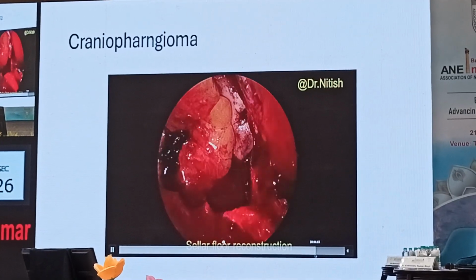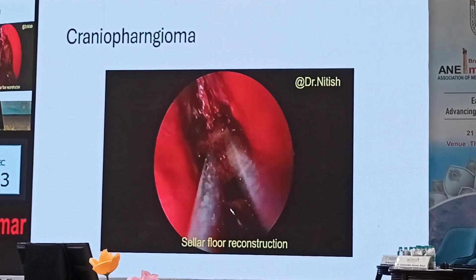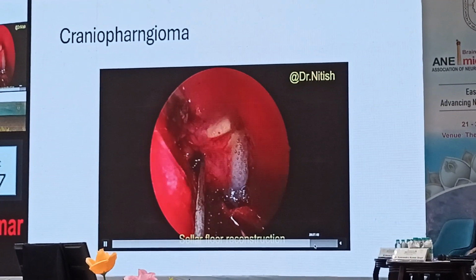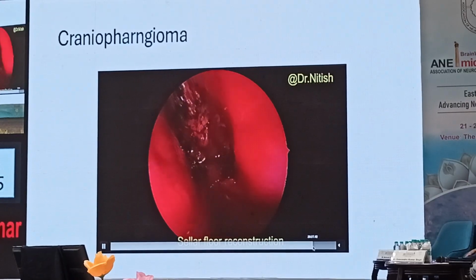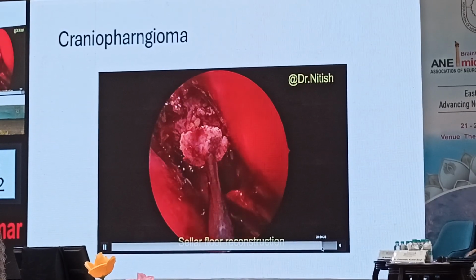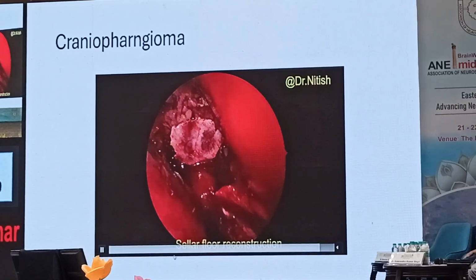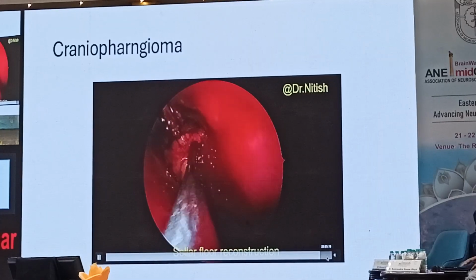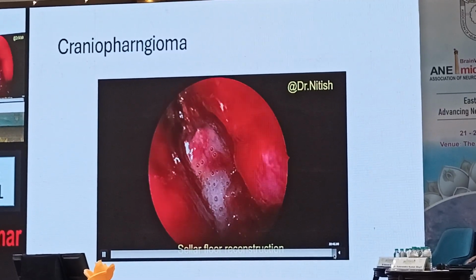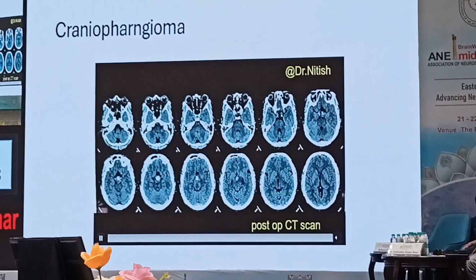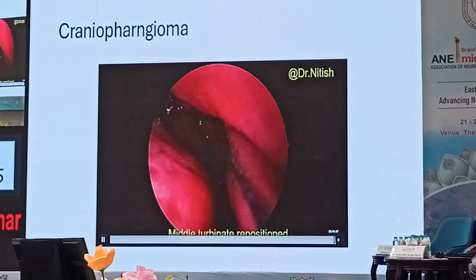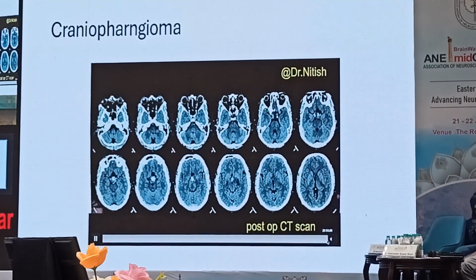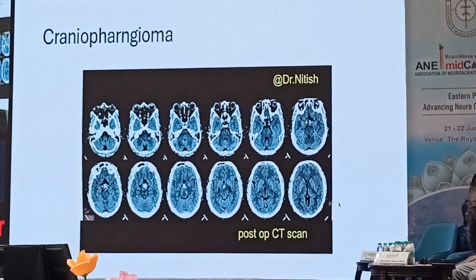So once the excision is done, then we have to do the sellar floor reconstruction. Here we have used the abdominal fat graft, followed by glue, then the nasal septal flap, then we have placed the bone that we had removed. Again we have placed some fat, and then again glue. So this is the post-op scan that was showing a good excision of the lesion.